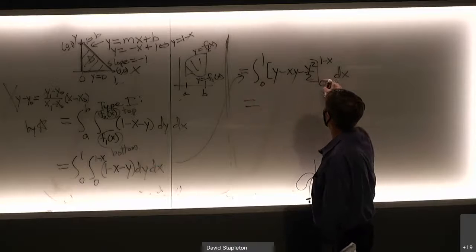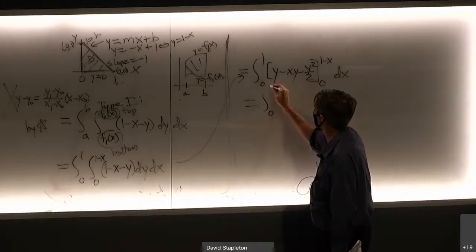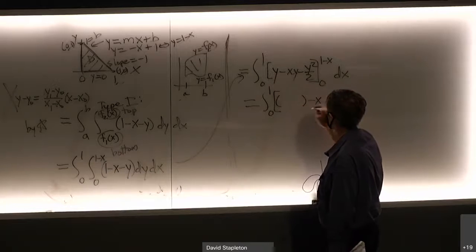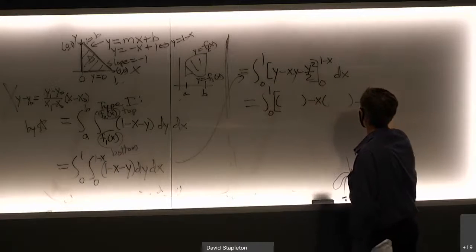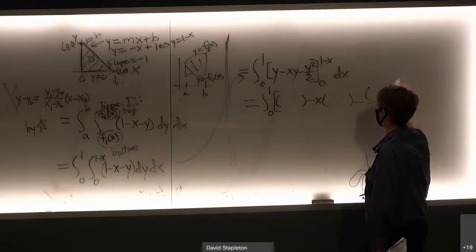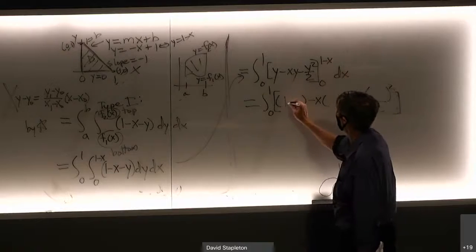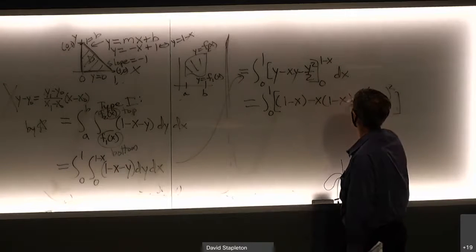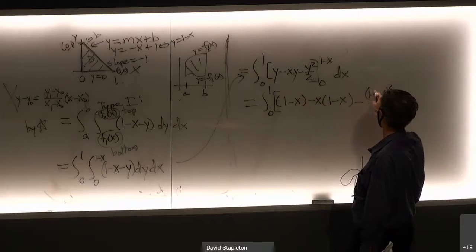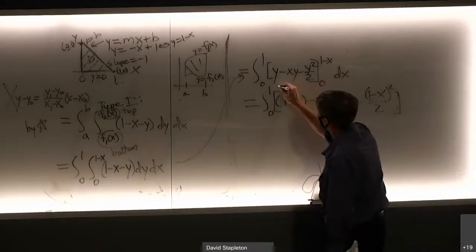Now I'll plug in for y and take the difference. So this will be the integral from 0 to 1 of, and everywhere you see y, you just put parentheses. Parentheses minus x times parentheses minus parentheses squared over 2. And put in 1 minus x, 1 minus x, 1 minus x. So here's y minus x times y minus y squared over 2, where y is 1 minus x. That's plugging in the top endpoint.